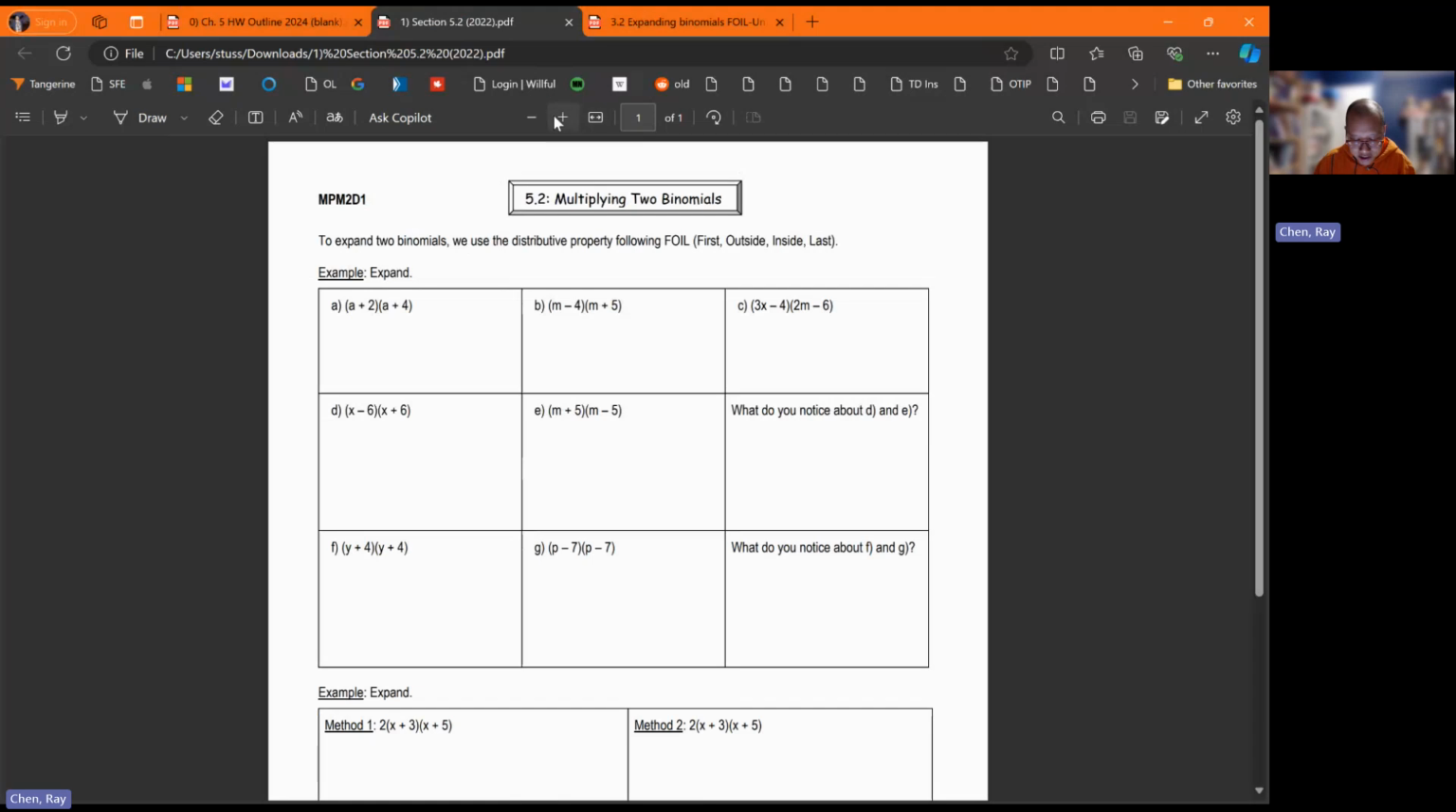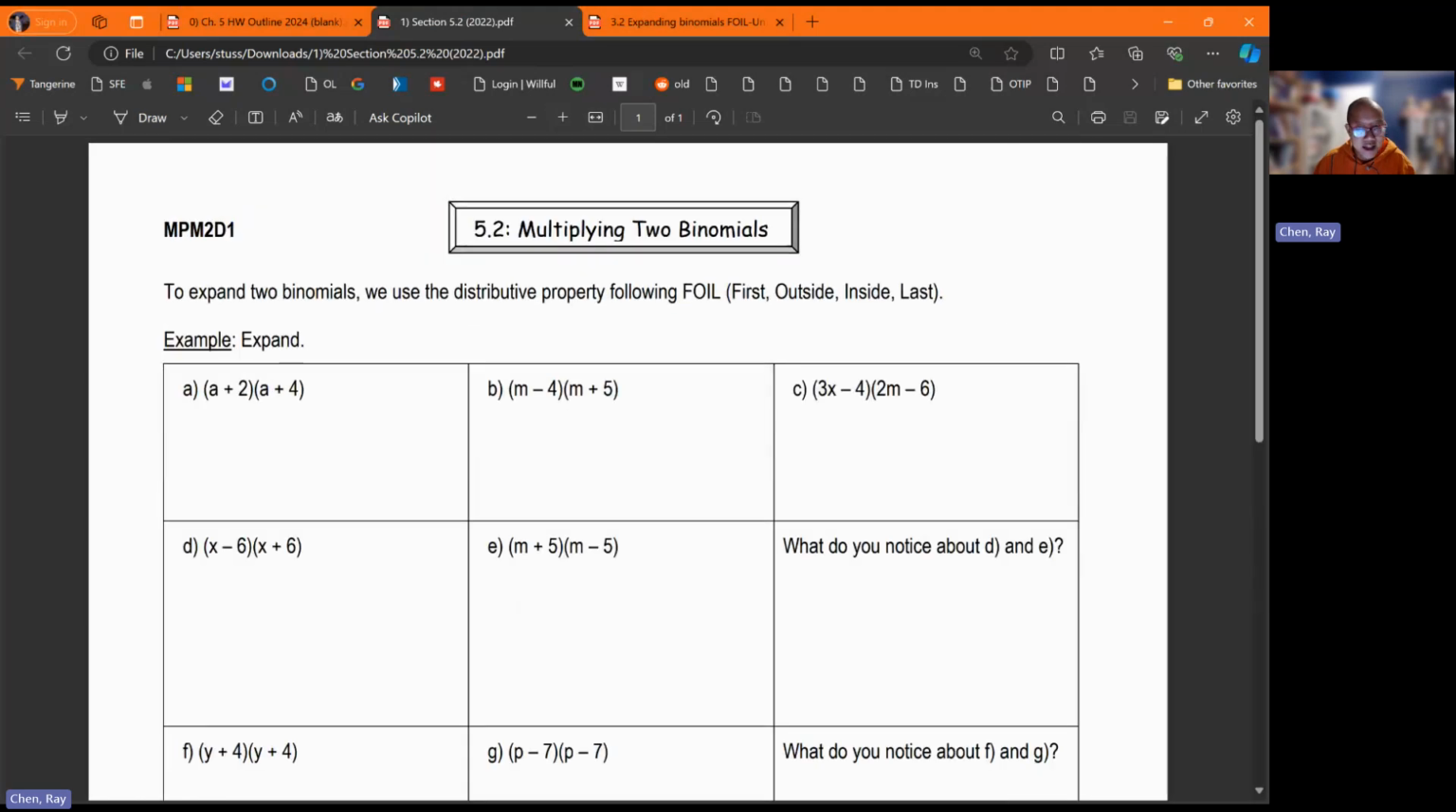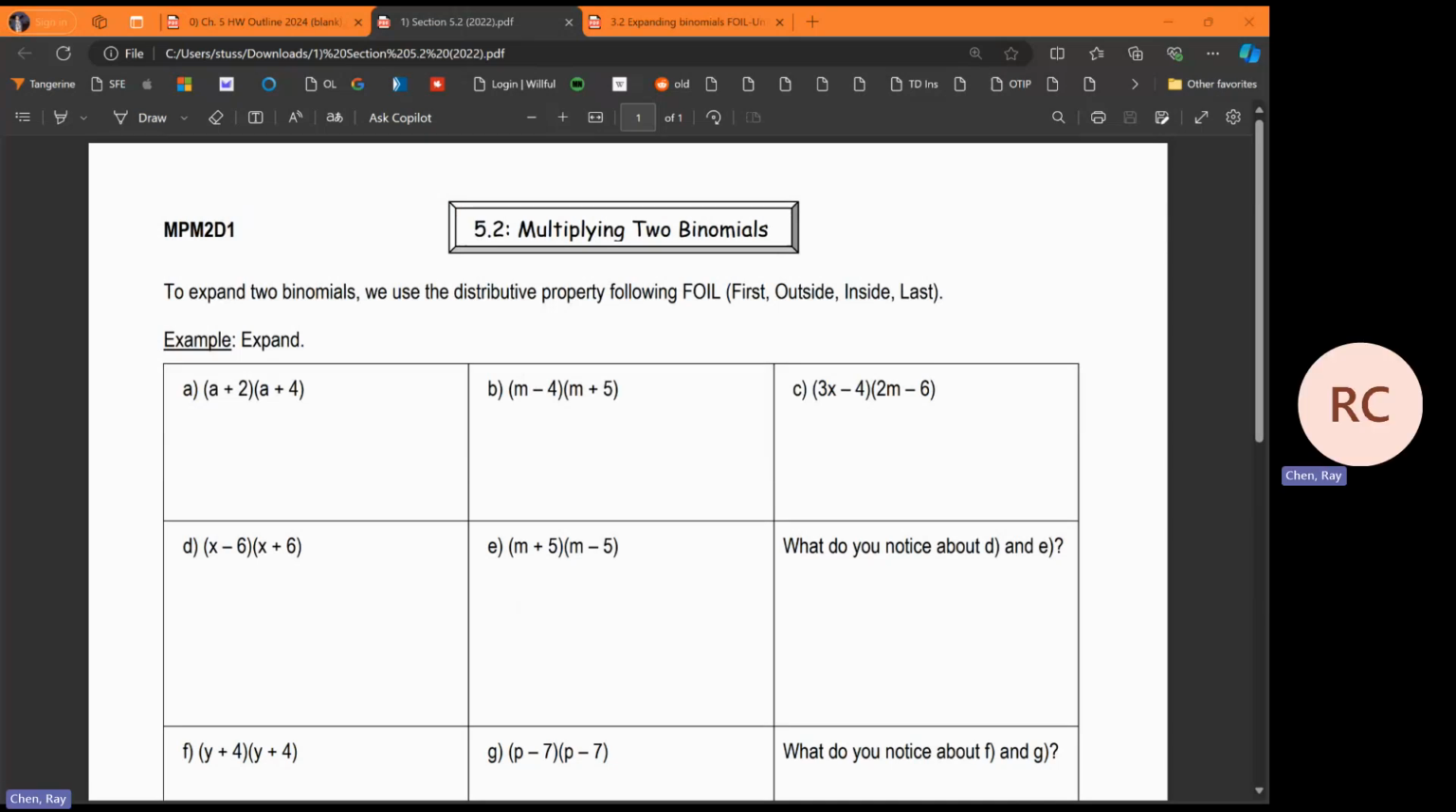So let's take a look at the first question. And you know what? I'm going to get rid of my face, if that's okay, so that you can focus on the worksheet. How do I do that? There you go. So hopefully you can see this PDF.